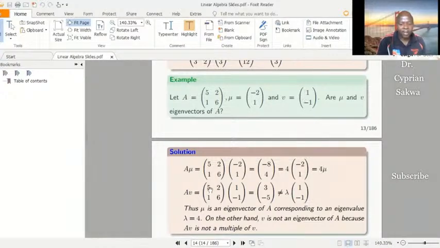But let's check for this one. When I check matrix A times this vector, I think of how I can factor, and I discovered that there's no number which I can multiply by 1 and negative 1 to get this. There's no number which I can multiply by 1 to get 3, and the same number multiplied by negative 1 to get negative 5. There is no such number. So that means there is no eigenvalue for this vector. Therefore this vector is not an eigenvector for this matrix.